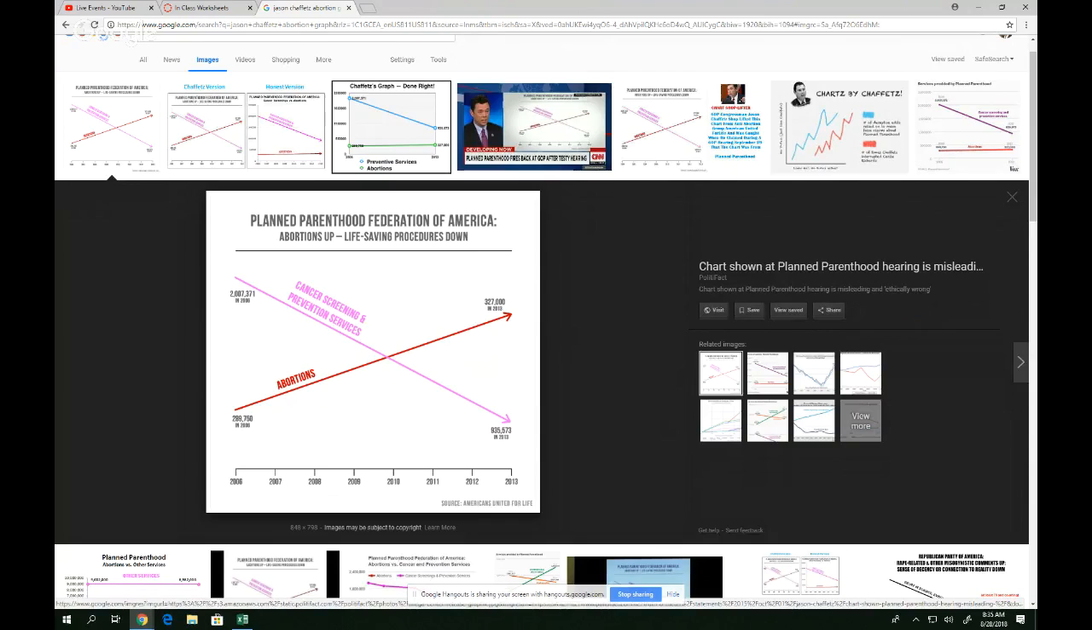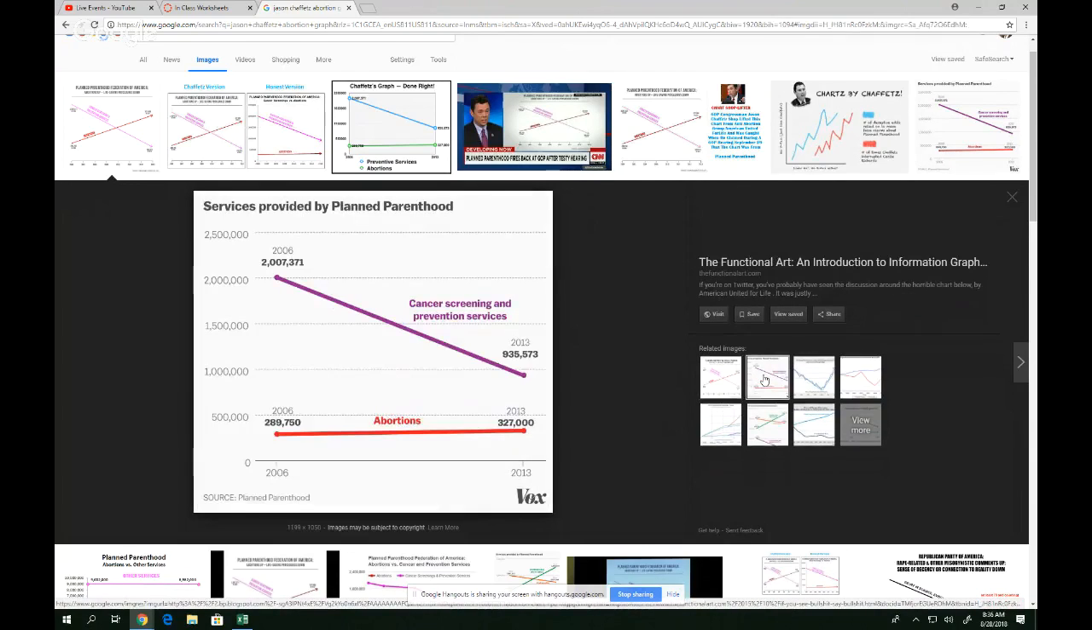going up. And the cancer screening is going down. We need to get rid of Planned Parenthood because they're doing more abortions and they're doing fewer cancer screenings. That was the idea, right? What a waste of an organization, right? That's what Jason Chaffetz was trying to say. Now, my question to you, let's look at the correct, a better looking graph here.